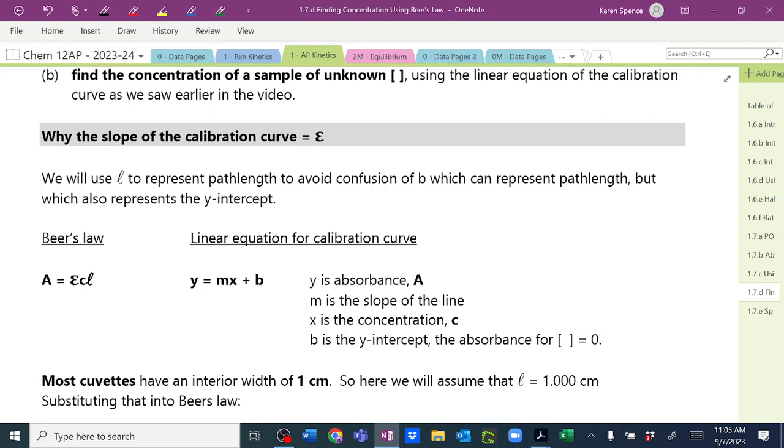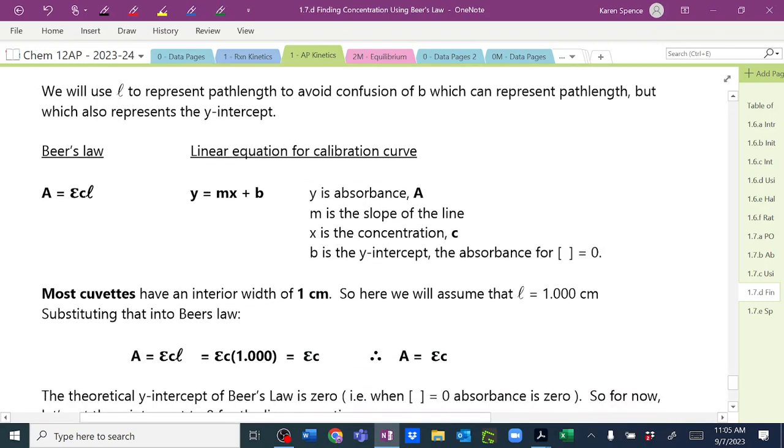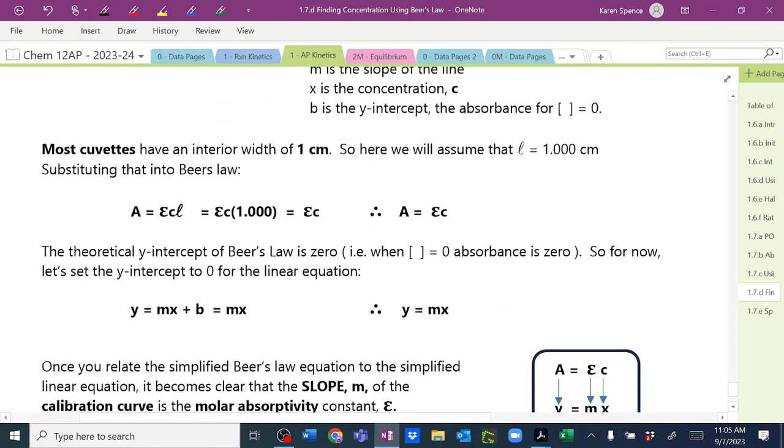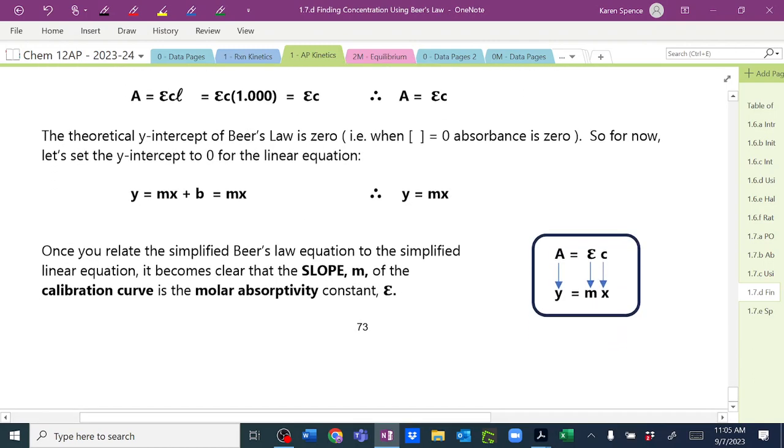Okay, again, do you need to be able to do this for the AP exam? No. But it just shows that if you make the assumption that your path length is 1, then it just leaves us with A is equal to epsilon C. All right, and we've got our y equals mx plus b. Y is just equal to mx because we don't have a b. And you can see that absorbance is on the y-axis, concentration is on the x-axis.